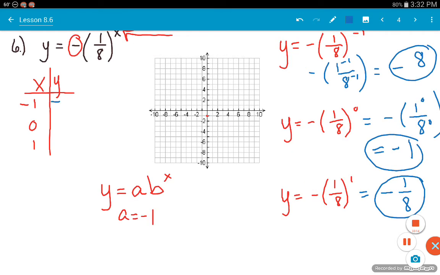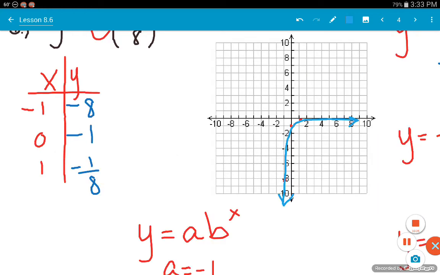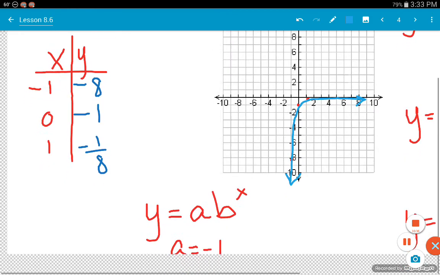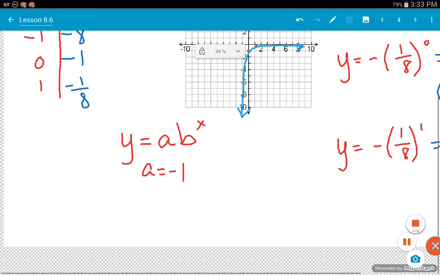So I'm just going to plug those numbers in over here. When x is -1, y is -8. When x is 0, y is -1. When x is 1, y is -1/8. Okay, and I plotted the points in red and then graphed the line in blue, hoping that you could still see those points. So your whole graph is going to be in the range where the y's are negative.